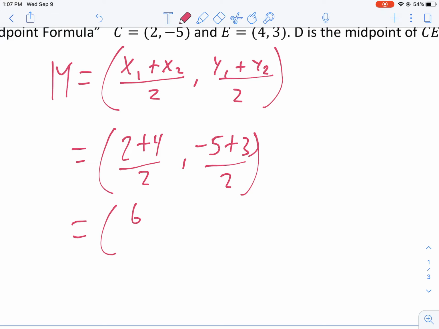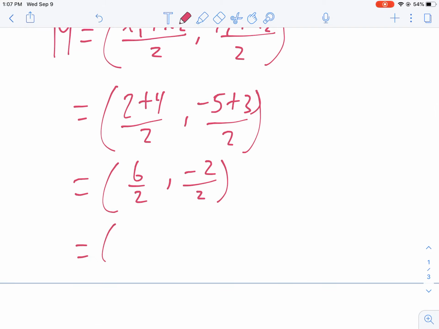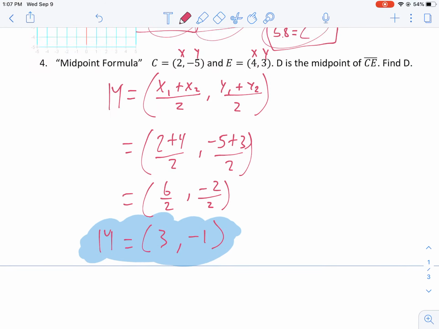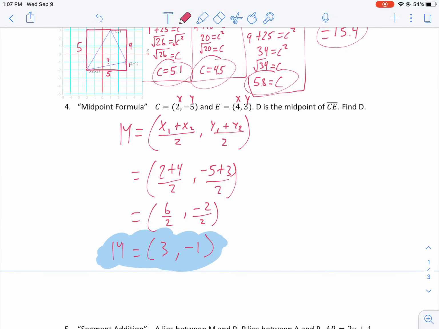2 plus 4 is 6. -5 plus 3 is -2. 6 divided by 2 is 3. -2 divided by 2 is -1. So our midpoint is 3, -1. So remember, you should be giving me your midpoint as a point: parentheses, comma, parentheses, with your 2 numbers in between. Don't just write 2 numbers. That's not a midpoint. So that's how you would do this problem.